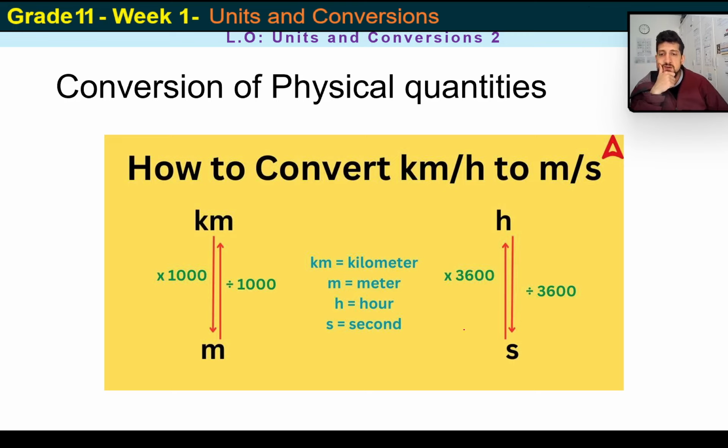So we've got hours to seconds. If you're going from big to small, you multiply. 1 hour is equal to 3,600 seconds. 1 second is equal to 1 over 3,600.